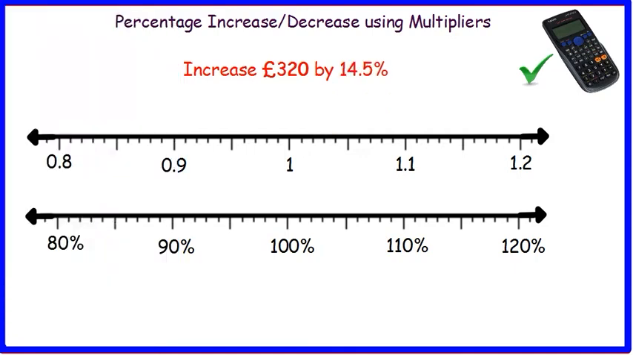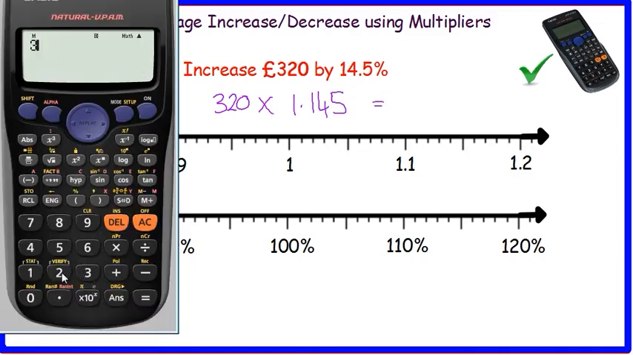Increased by 14.5%. There's my 14, and now the 0.5. That's 14%, so put a 5 there. So 320 multiplied by 1.145 is £366.40.